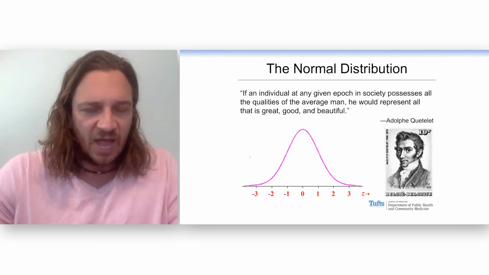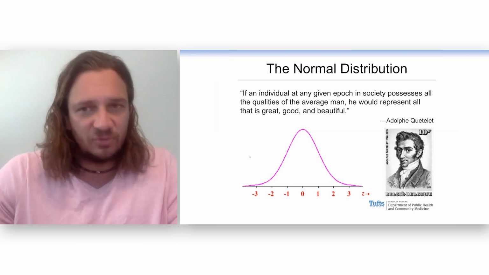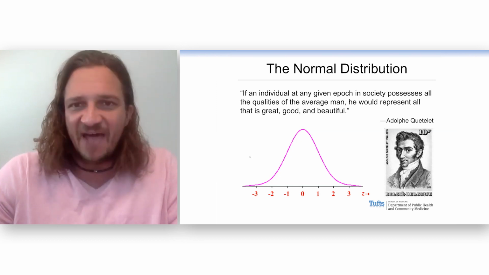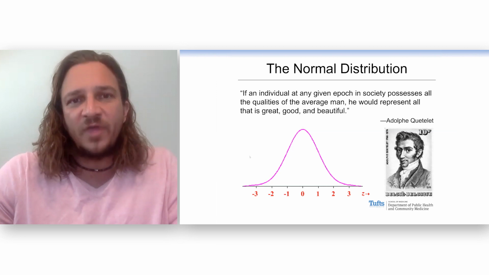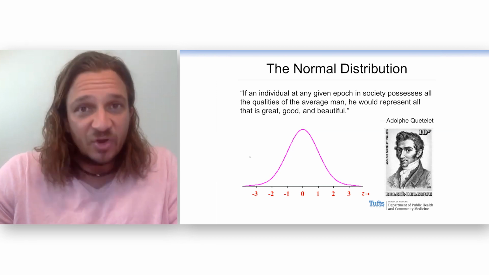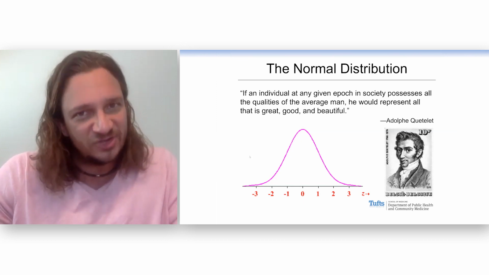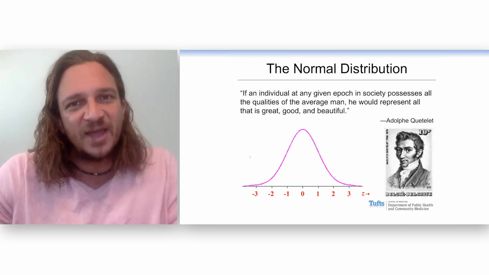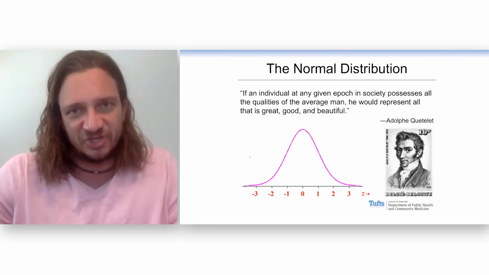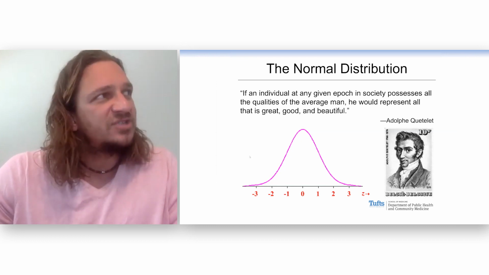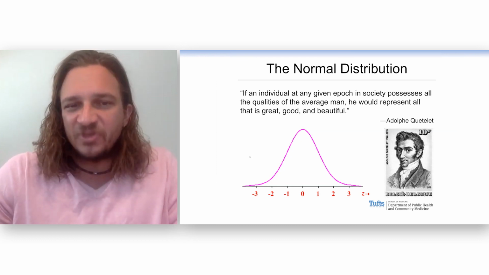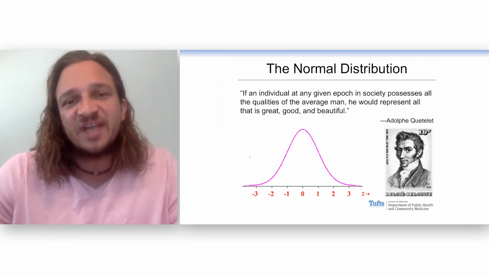And Quetelet had this great quote: if any individual possesses all the qualities of the average, they would represent all that is great, good, and beautiful. It's a little different than the way we think about the world today. If I told you this is what I tell my kids before they go to bed: hey, tomorrow, just be average, just be right in the middle, you'd say, hey, why don't you aim a little bit higher? But trying to aspire to be right in the middle was an interesting idea.